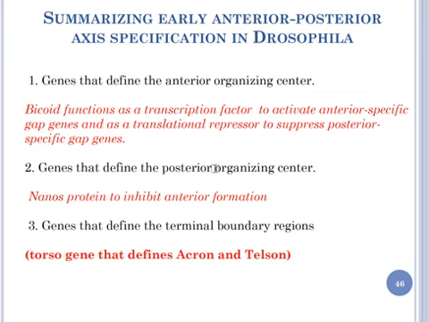We also talked about posterior genes that will form a posterior organizing center. For example, Nanos and Oskar are posterior genes. They inhibit the formation of the anterior domain, and they inhibit the expression of anterior genes posteriorly. And we finally talked about the genes that determine the terminal extremities or the terminal boundary regions, like for example acron and telson, and we have seen that torso is an essential gene for the formation of acron and telson.